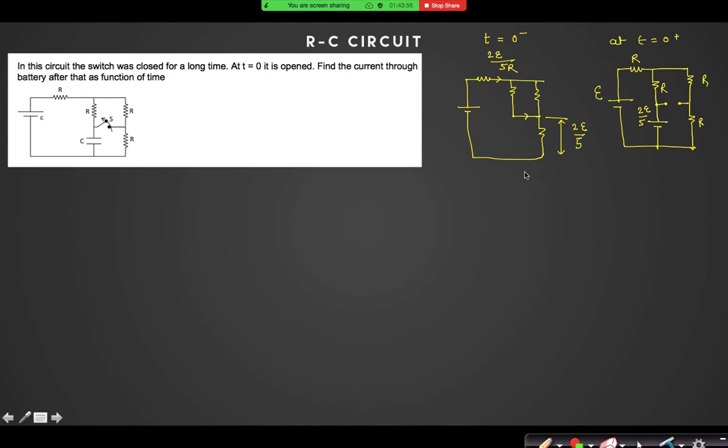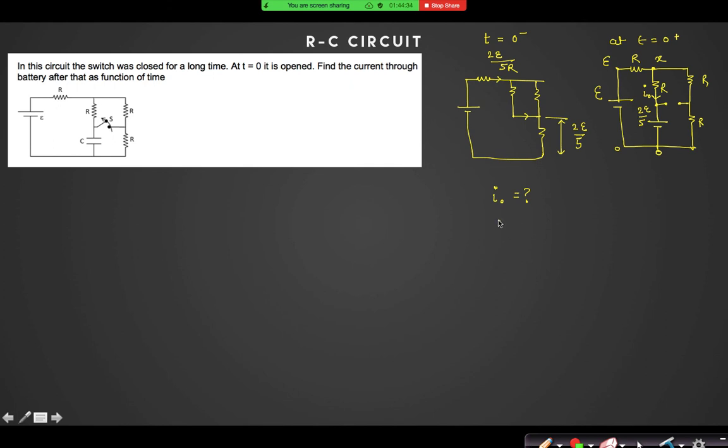Now let us assume that the current in this circuit is this way, right? Current is in this way. So can I say this is I naught at t equal to 0 plus? Can I calculate what the value of this current will be? If I say this is 0, that will be 2e by 5. This is 0, so that is e. If this is x, can I find what the current is? I have to find I naught.